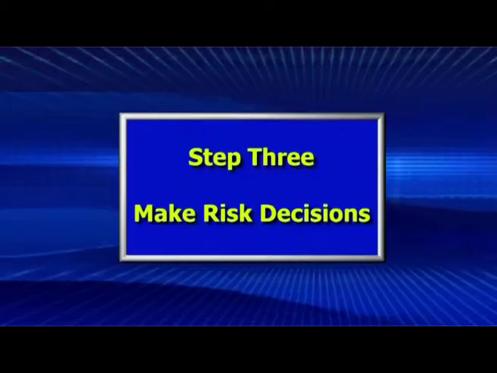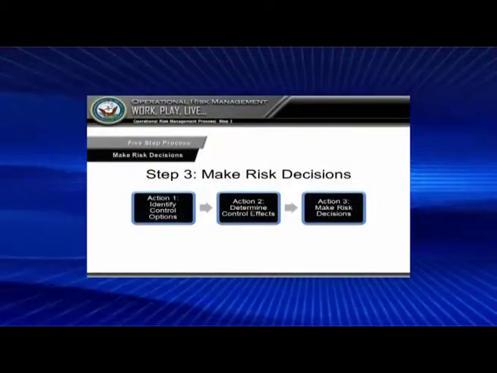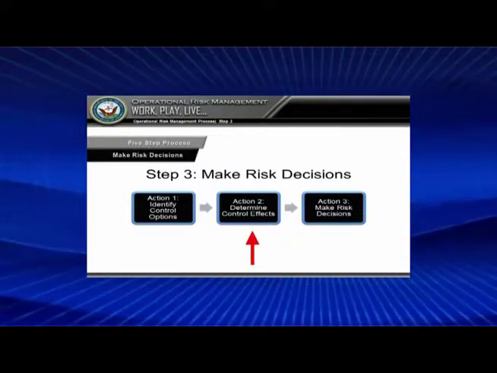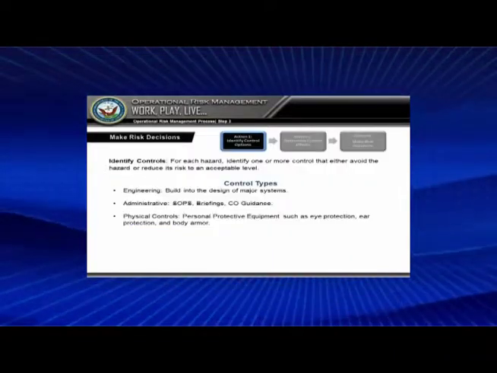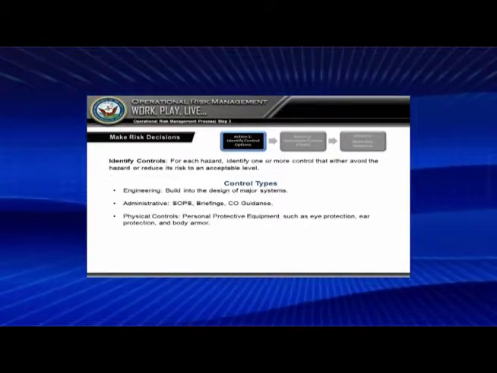Let's get started. Step 3, make risk decisions. Once again, we break it down to 3 actions. We identify control options, we determine those control effects, and then we make risk decisions. You're going to love this step because everybody's happy now. We're going to put some controls in place, and we're going to identify those controls.